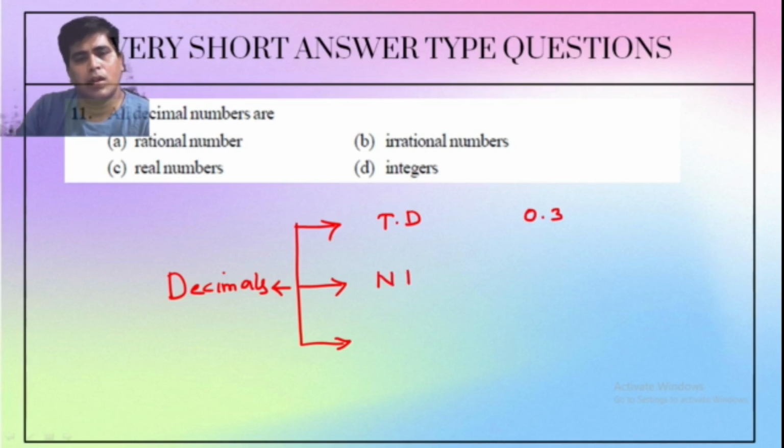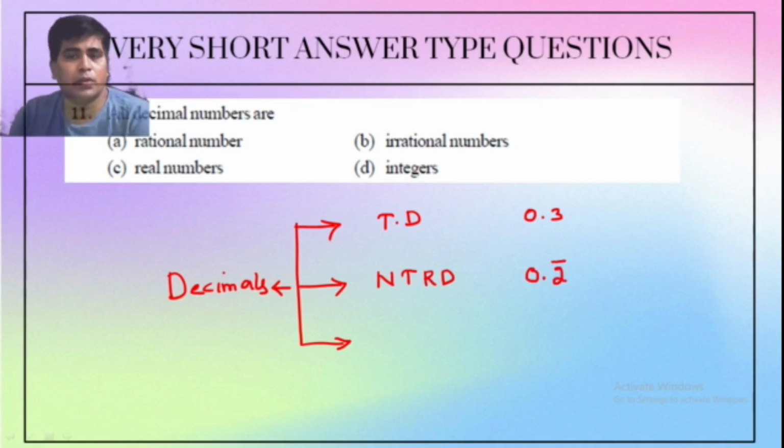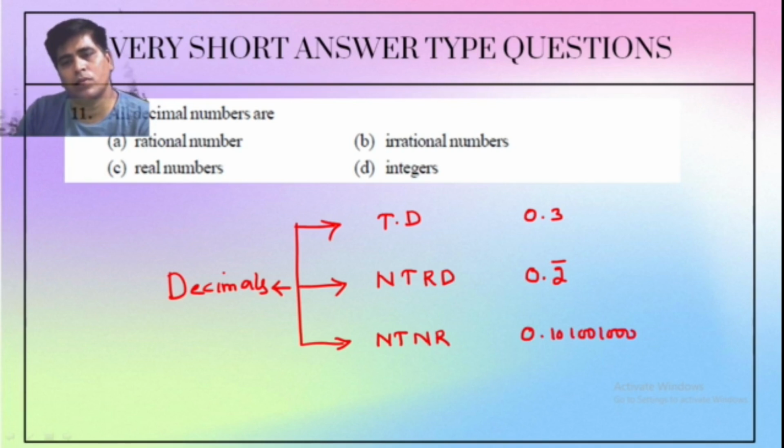Non-terminating but repeating decimals. For example, 0.2222, where 2 is repeating. So the other type of decimals we have is neither terminating nor recurring decimals. For example, 0.10100100100 and so on.